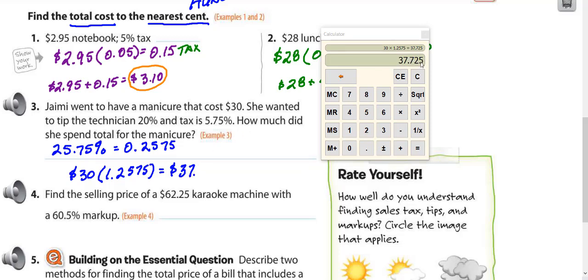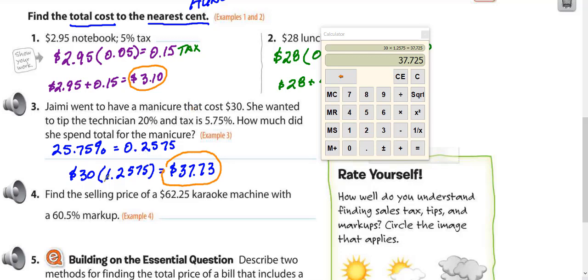$37.725. That 5 tells us we're more than halfway to the next penny, so it's $37.73. That's the total cost. That's the total cost of the manicure and the tax and the tip.